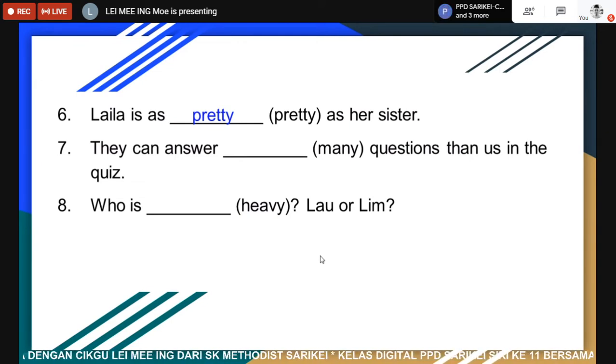They can answer more questions than us in the quiz. The given word here is many. So this is an irregular form for question number 7. Your answer please. Some of you typed better.